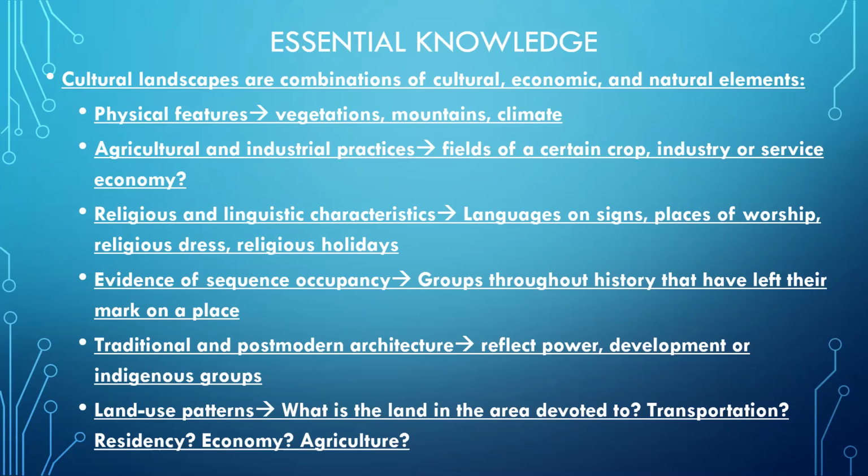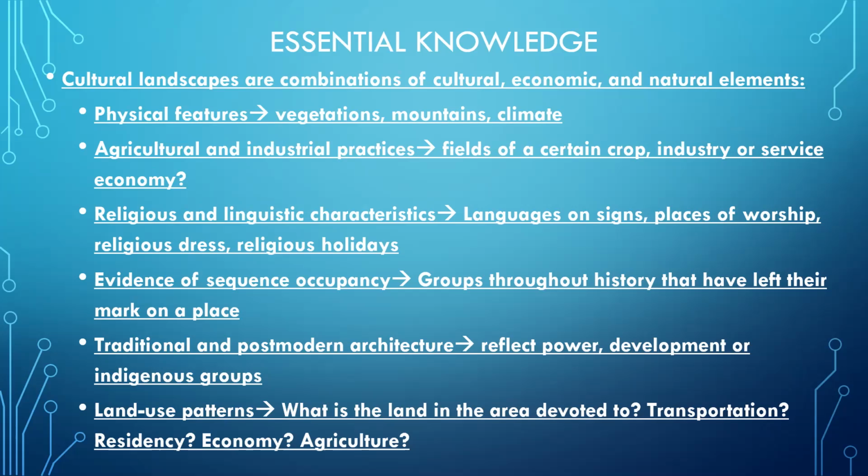Evidence of sequent occupance: being able to tell the mark that a past society or group has left in history. Think of the architecture. Is it traditional? Is it postmodern? Is it modern? Because it can reflect power and development of indigenous groups. Think of the land use patterns. What is the land in the area devoted to? Transportation, residency, economy, agriculture. So these are the kinds of things that you should be thinking about.